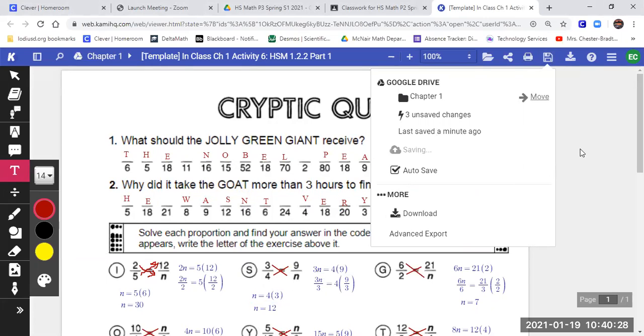Okay, make sure you go up and hit the save button. Save now. And hit the turn in button. Turn in your Google Classroom and the Kami attached to it.